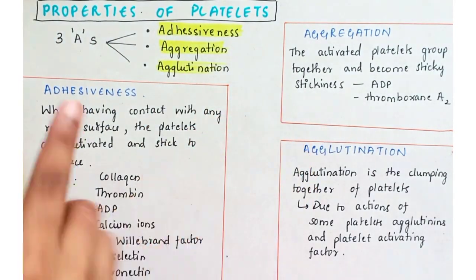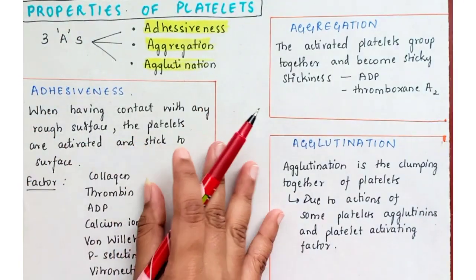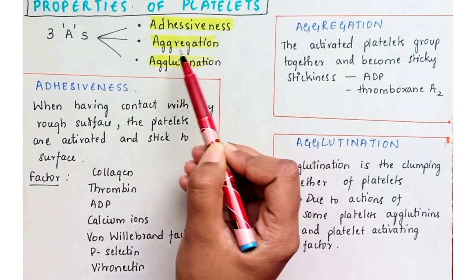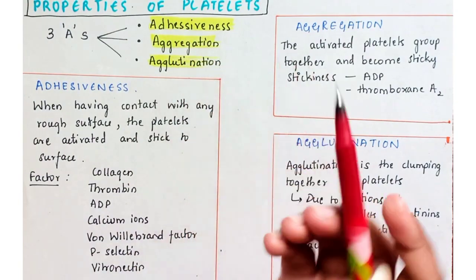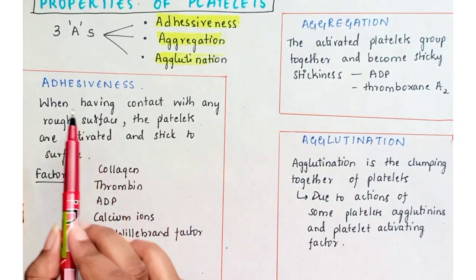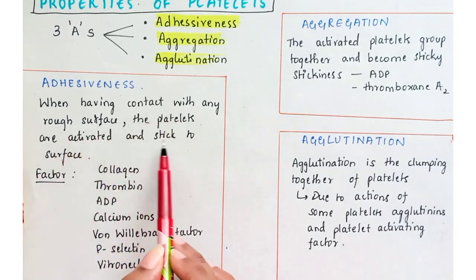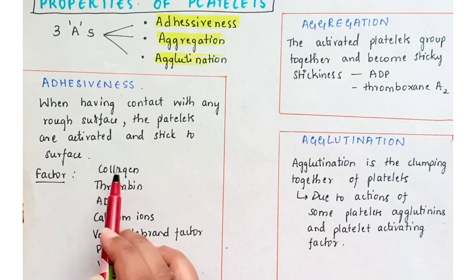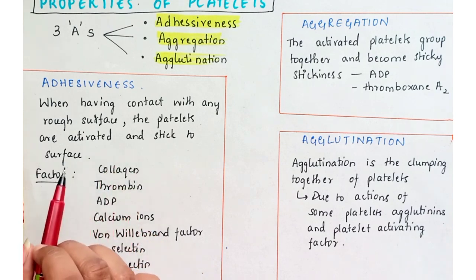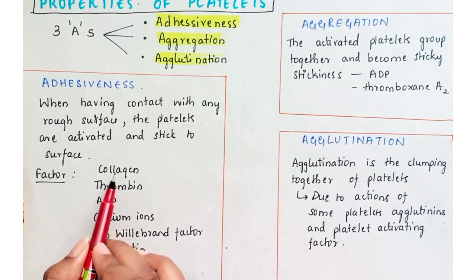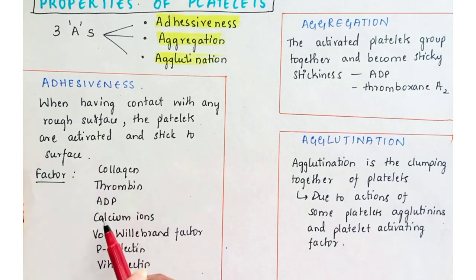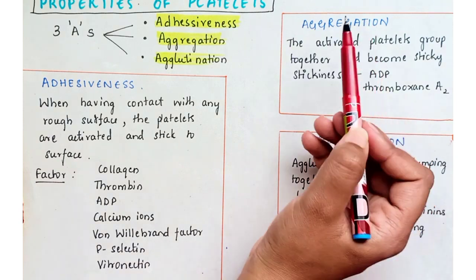Now we come to the properties of platelets. Here you need to remember the 3 A's, which are adhesiveness, aggregation and agglutination. So the 3 A's, first we understand the adhesiveness. When having contact with any rough surface, the platelets are activated and they stick to the surface. Factors such as collagen, thrombin, adenosine diphosphate, calcium ions, von Willebrand factor, P-selectin, and vitronectin are all responsible for the adhesive property of platelets.